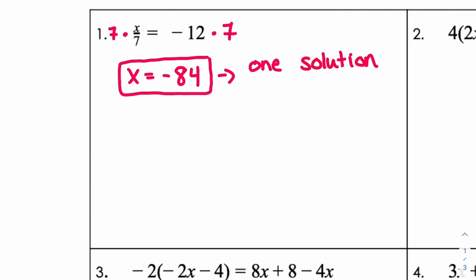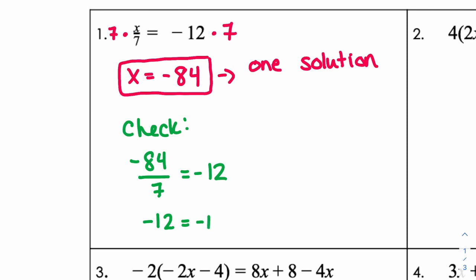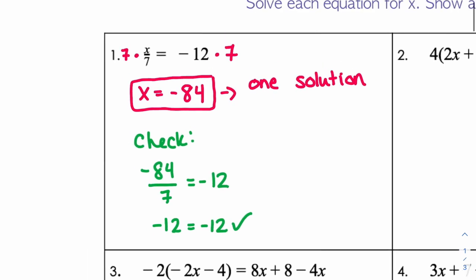And I can always check my answer by plugging it into the original. So if I put negative 84 for x, and I simplify, I get negative 12 equals negative 12. So I know I'm correct. And you can always check. I'm not going to check for all of these just for the sake of time, but you should always check.